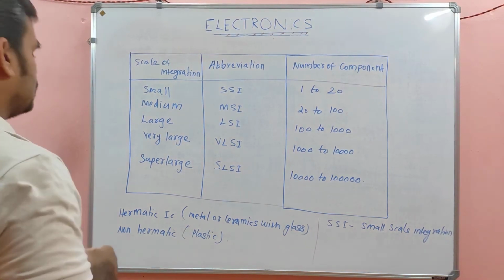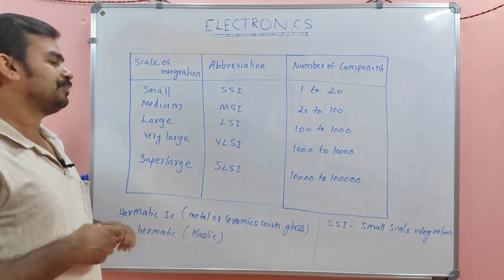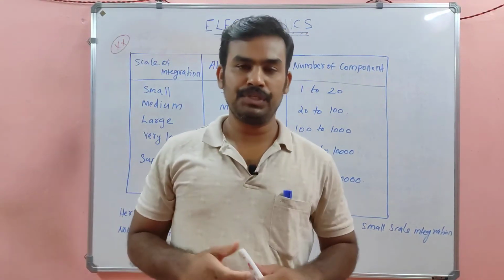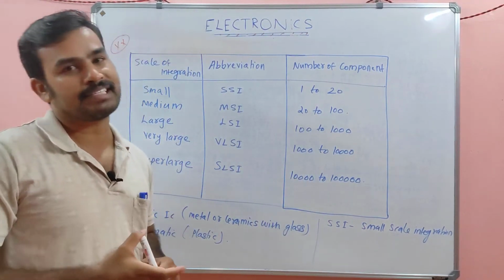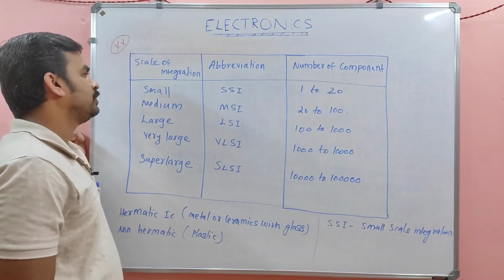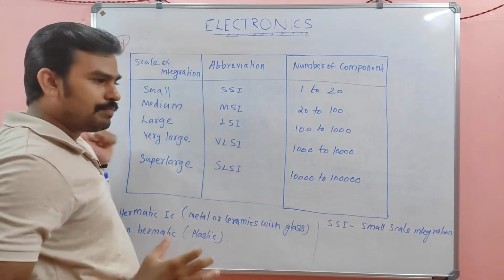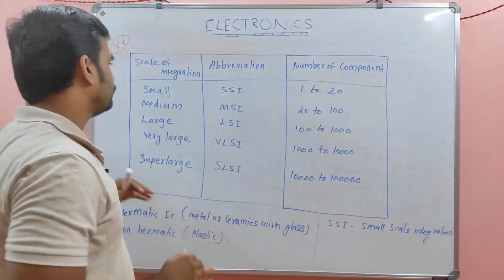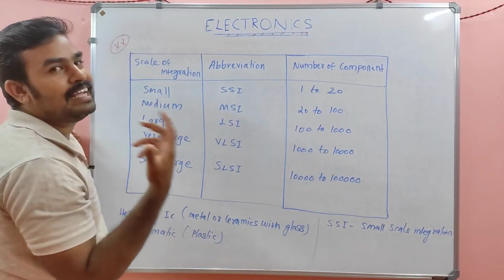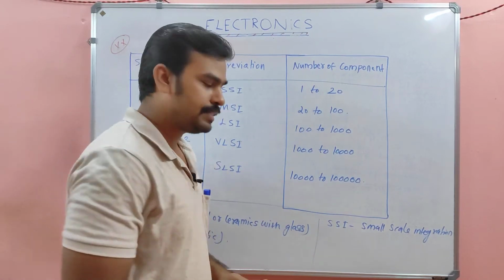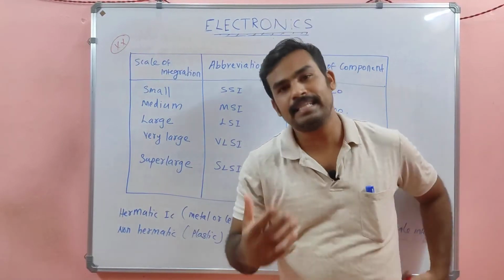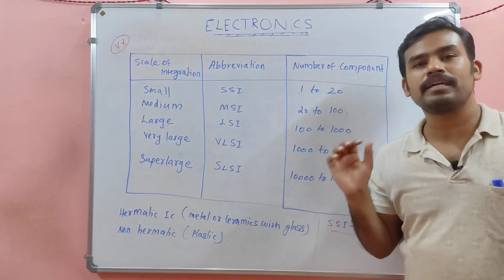So now we are going to discuss a very important table. Maybe this figure, or the full forms, may be asked in the examination. The table covers the scale of integration, abbreviation and number of components. Scale of integration means how much we integrated the components. When it is small, it is SSI, small scale integration. For small scale integration ICs, the component number will be 1 to 20 components only.